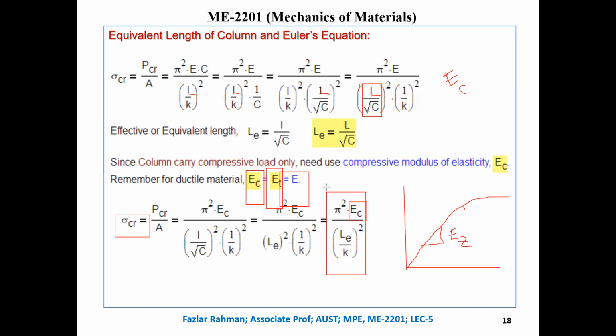Normally the compressive elasticity of a ductile material will be the same as its tensile elasticity. That means for a ductile material, the modulus of compressive elasticity and modulus of tensile elasticity are the same. So a column that carries compressive load only needs to use the compressive modulus of elasticity EC. Remember, for ductile material, both are the same. Okay, just remember this one.